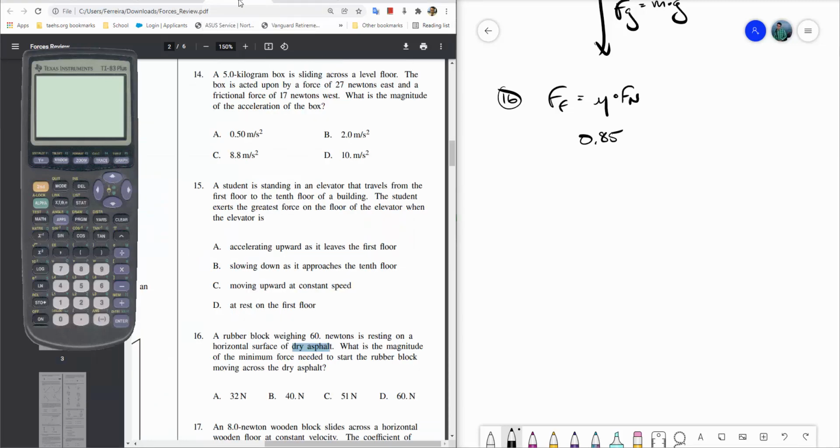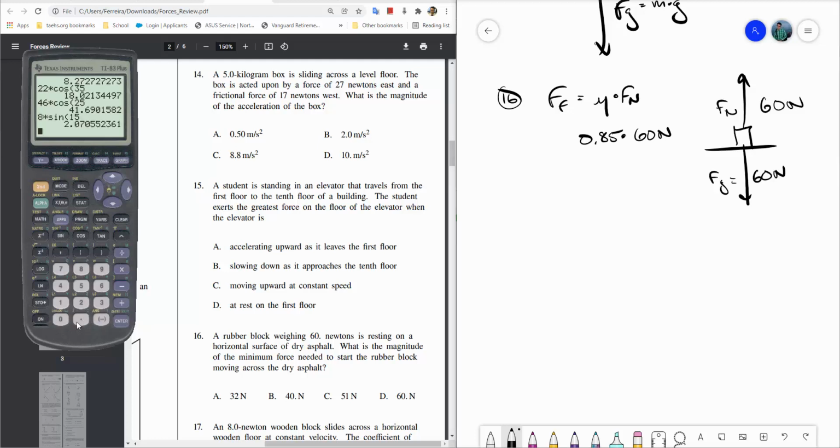Now, let's go back to our setup. The rubber block weighs 60 newtons. So if you have a rubber block and it weighs 60 newtons, that's the force of gravity going down. The normal force is 60 newtons going up. So F_N is 60 newtons. Now if you multiply 0.85 times 60 newtons, you have a static frictional force of 51 newtons. Your answer is C, 51 newtons.